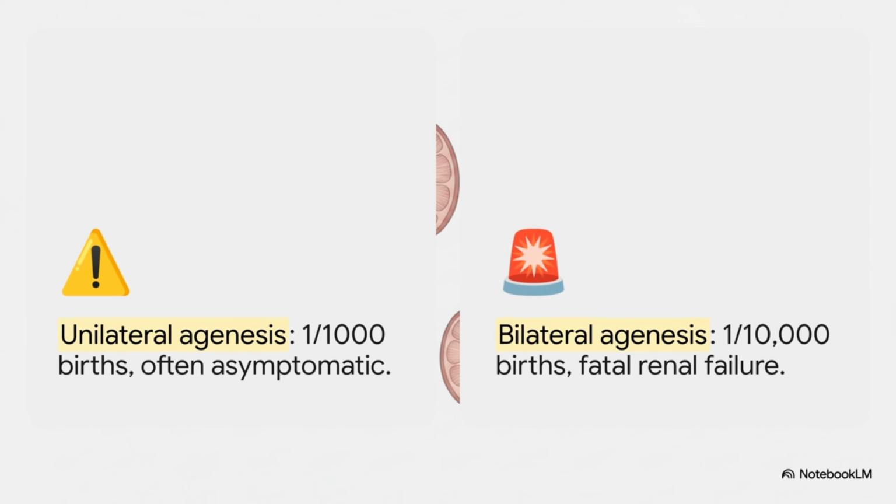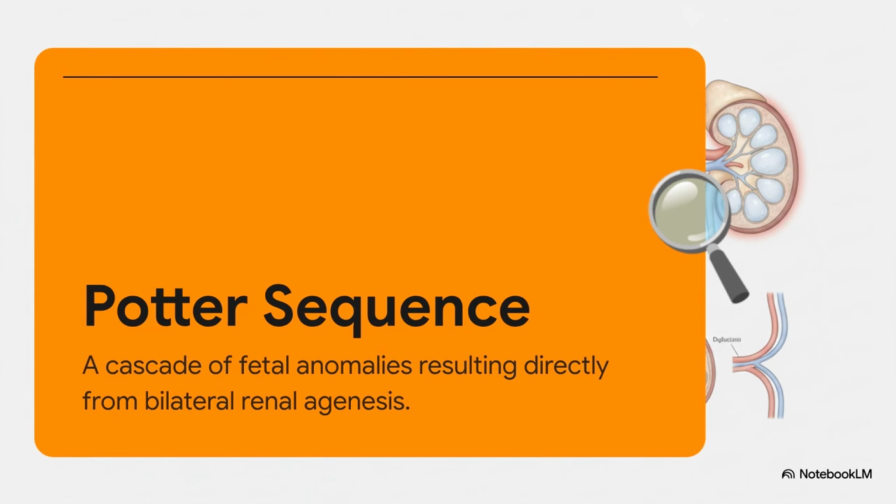Clinically, this can be totally asymptomatic because that single functioning kidney compensates beautifully. It just picks up the slack. However, bilateral agenesis is much rarer, about 1 in 10,000 births. And without any functioning kidneys at all, this results in catastrophic, fatal renal failure for the newborn. And that total lack of renal function in utero brings us to the Potter sequence.